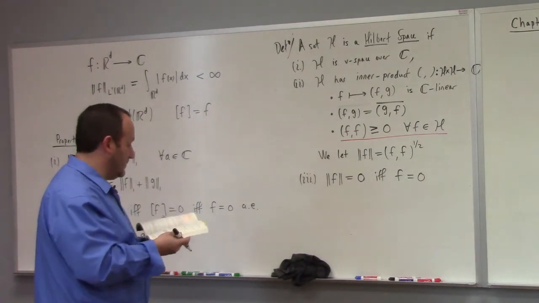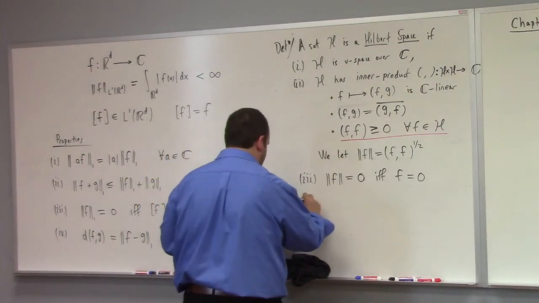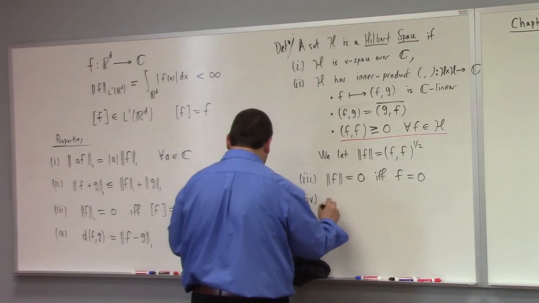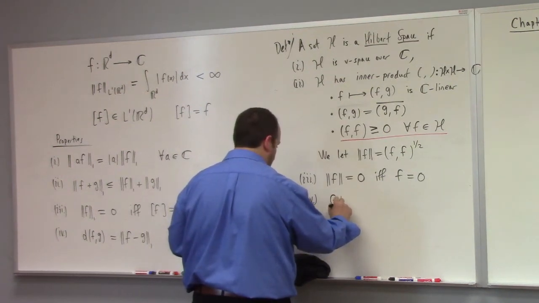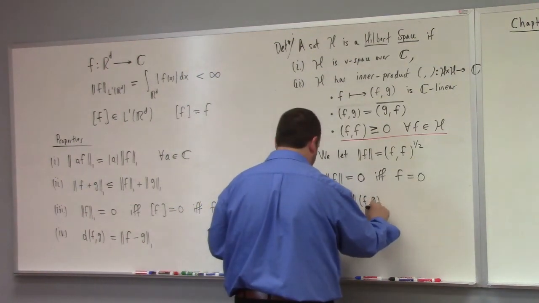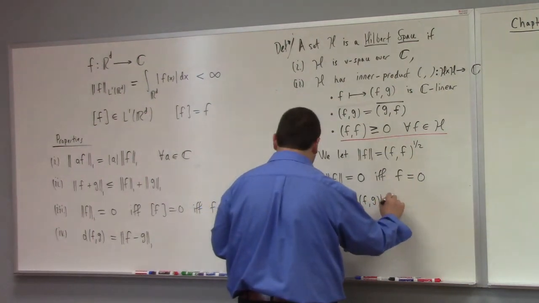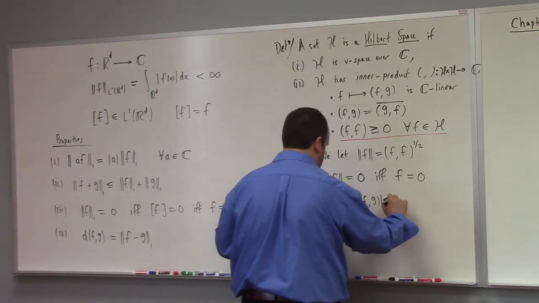Number four, and we're still not to the part I don't like what he says. The Cauchy-Schwarz and triangle inequalities hold. Oh, there are no double bars here. This is just absolute value. And by absolute value, I mean in the complex sense.